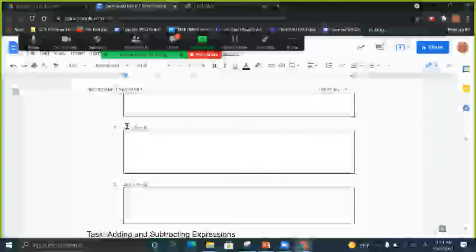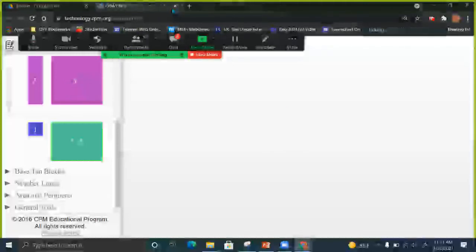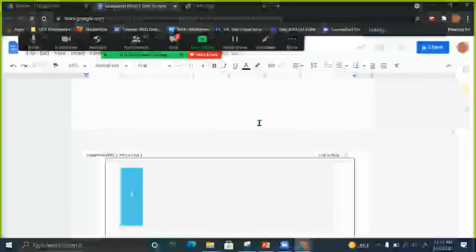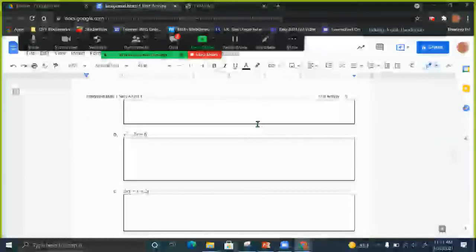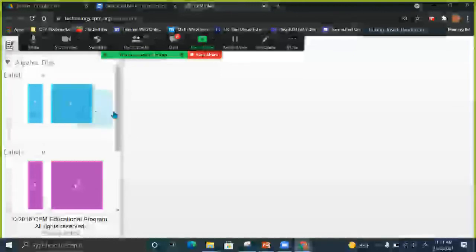Let's try 4b. So 4b says x squared minus 3x plus 6. So I clear all this junk out of the way and start fresh. And I just deleted it. Nice. Here we go. So it is x squared minus 3x plus 6. All right. X squared is easy, right? We have one of those.